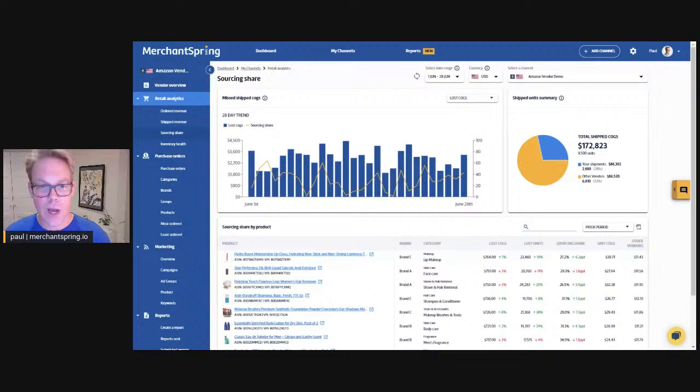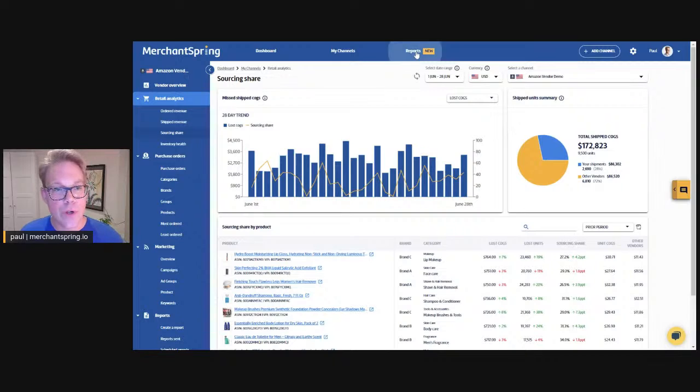Now, I do want to go back to the actual report and show you how we can use the reporting component to report perhaps to upper management inside your organization, or if you're an Amazon agency, to your clients. So let me show you very quickly how that's done.